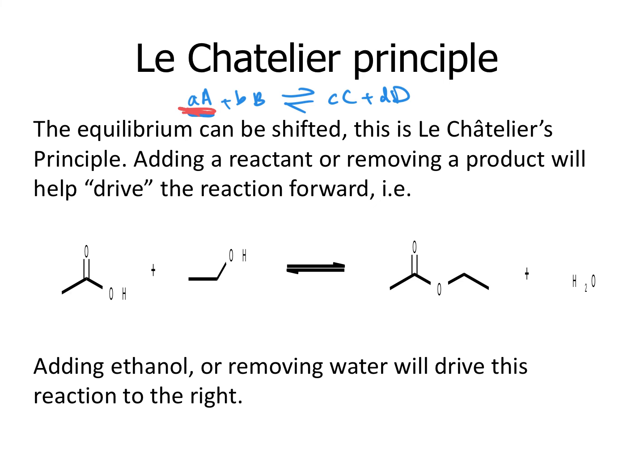Left to right. Does that make sense? The principle itself means that if you change the system, it wants to kind of fight back in a sense. So if you add more of A, the reaction proceeds in a way that compensates for the fact that you added more A. So in order to decrease the amount of A, the reaction should go left to right. Okay?